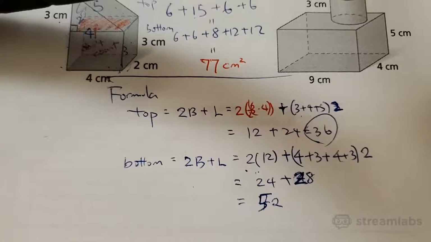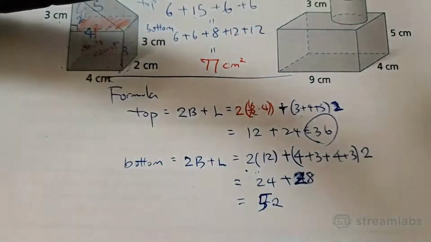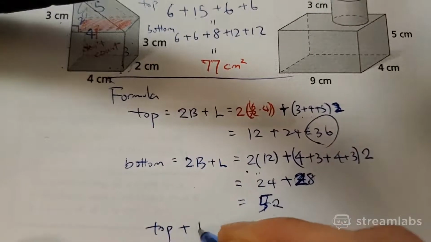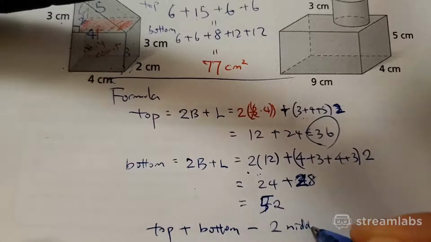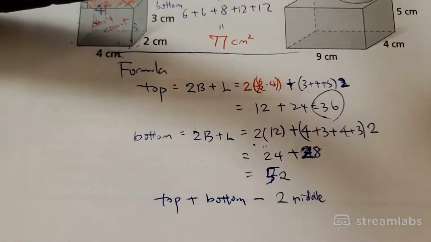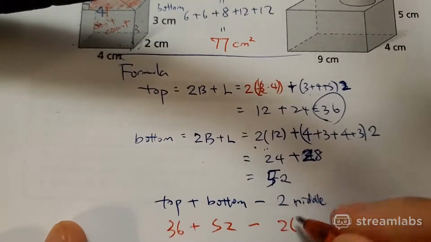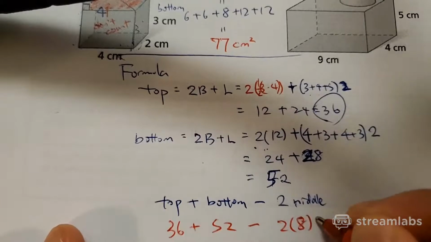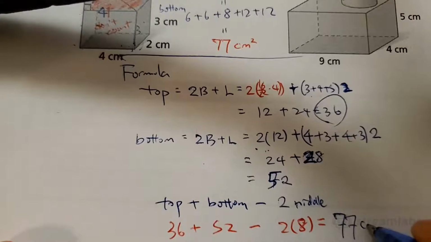And then now you can do the calculation, right? Now you want to add these up and then subtract out the middle twice. The middle is going to be 4 times 2, okay? So I'm going to be top plus bottom minus 2 middle, okay? This is the overcount. So it'll be 36 plus 52 minus 2 times middle, which is 4 times 2 is 8. So together, if you calculate this, should also give you 77 centimeters squared.